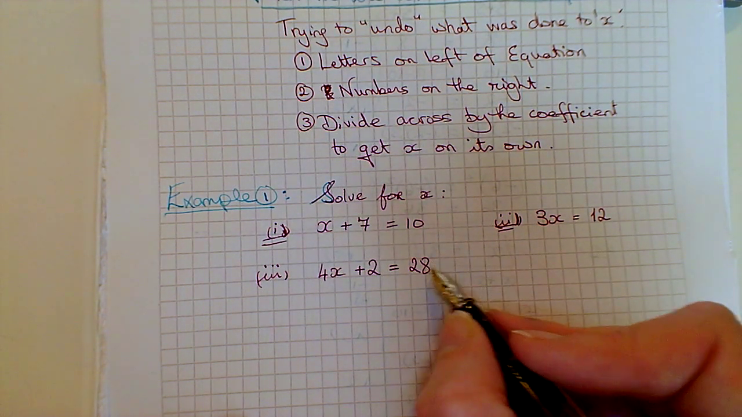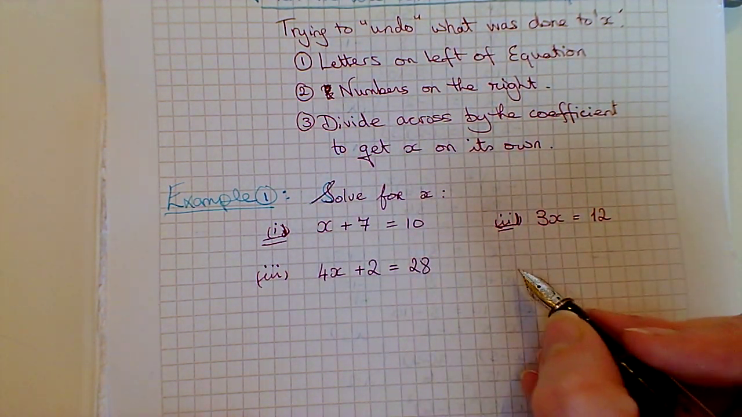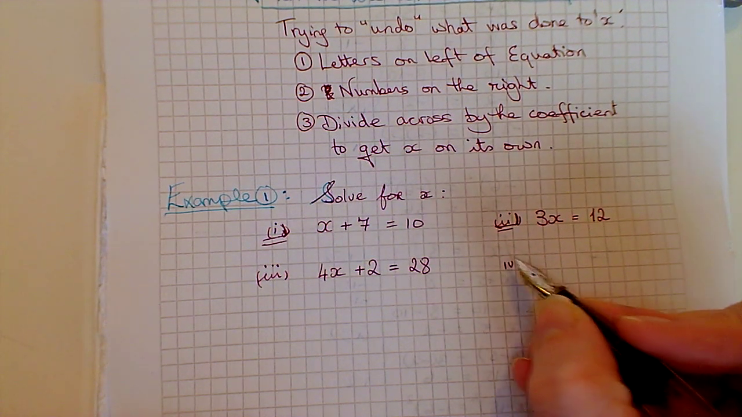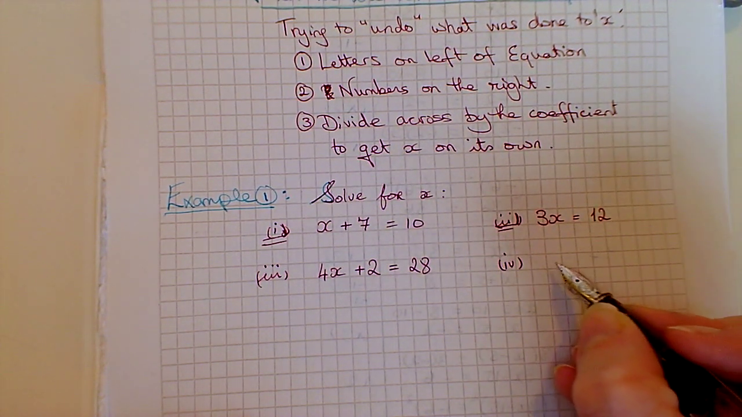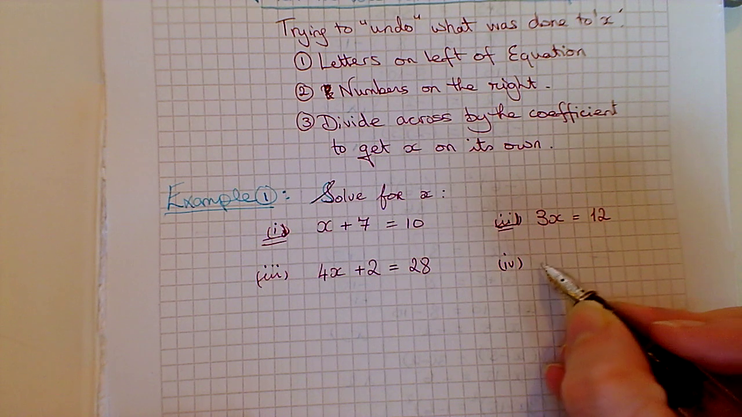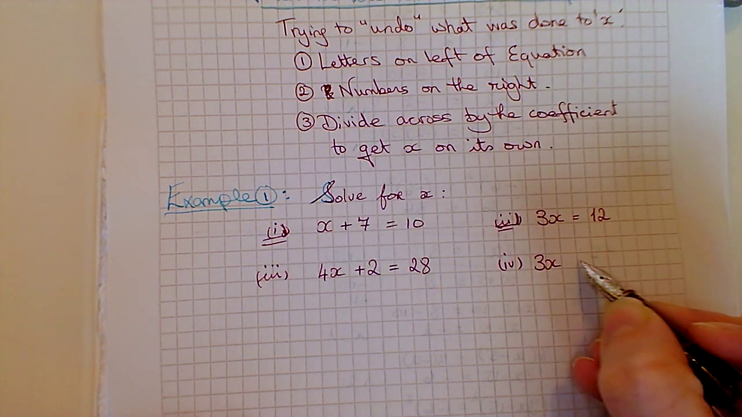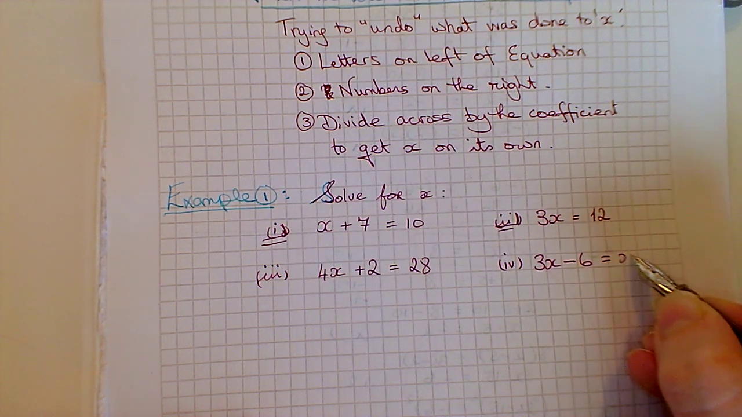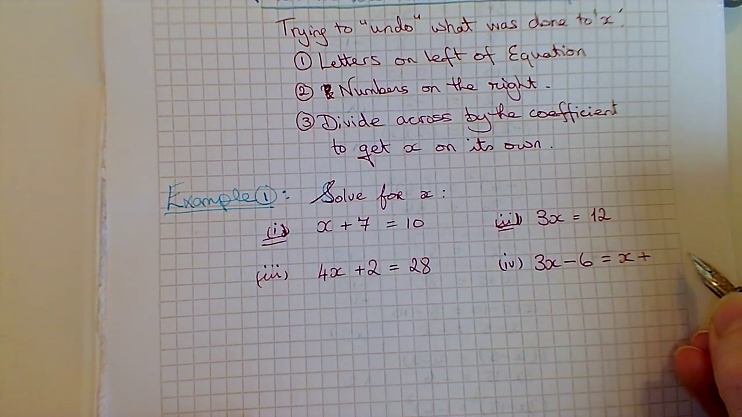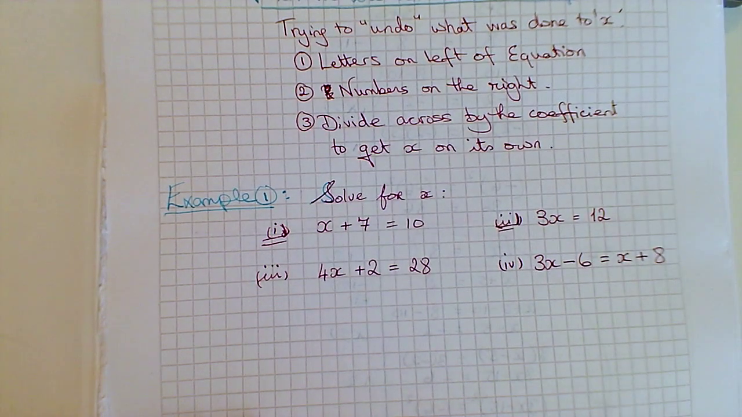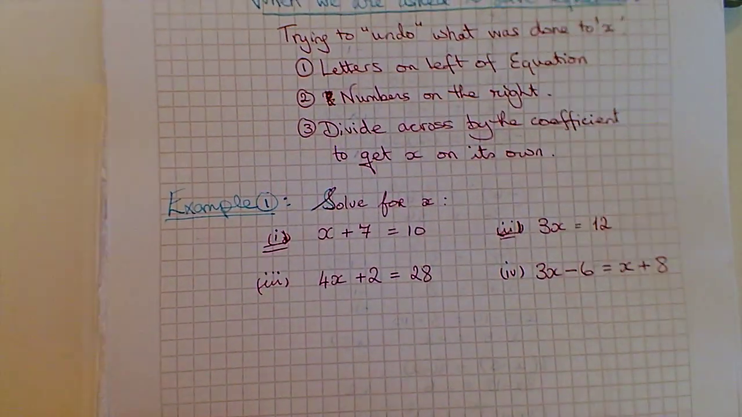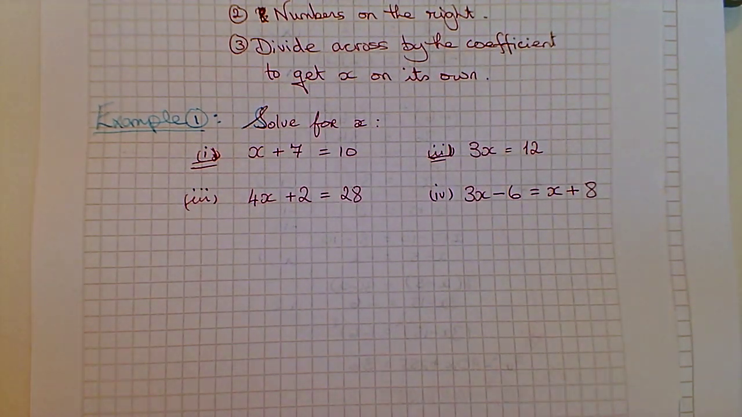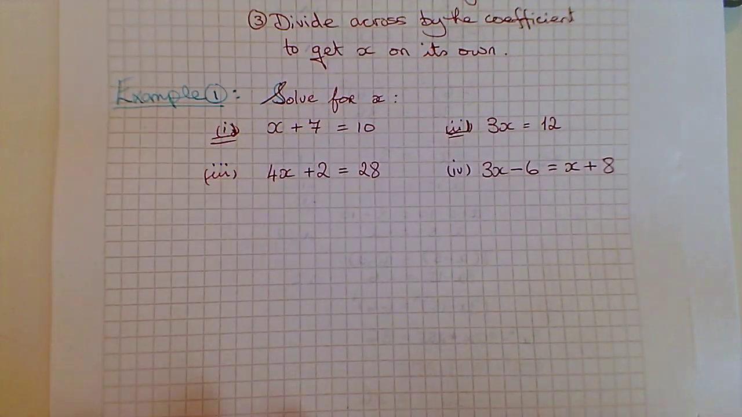We'll leave it like that. We can get fractions. What if we had x on both sides of the equation? 3x minus 6 is equal to x plus 8. Like that. Okay, so we'll start with these and we'll show how we're going to use our undoing method and manipulating both sides of the equation to get the answer.